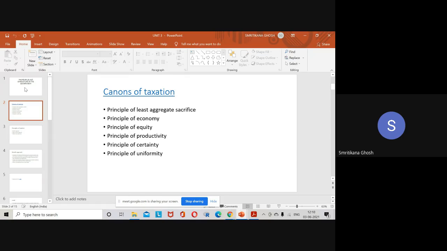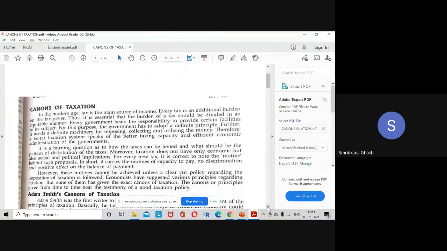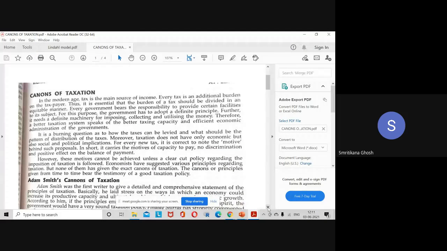Okay, so these are there, and I'm not going to that bullet because I can discuss it in detail if I open this part, the canons of taxation. So here, canons of taxation means, as I said, what properties should be there for any successful tax structure.